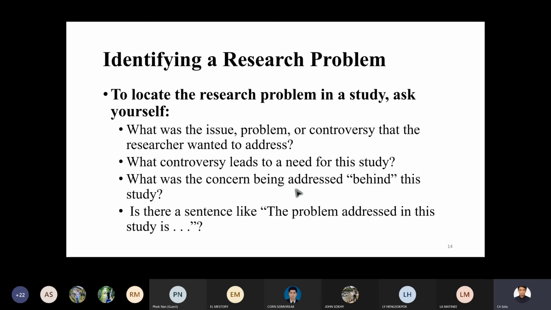Is there a sentence like "the problem addressed in this study is"? You can also write a research problem if you want to make it clear for the reader to find out what your real problem is. So in your problem statement, you can say the problem addressed in the study is to find out the underlying causes or the problems that the teacher faces in teaching English to the students. This is the teacher problem, not teaching strategy.